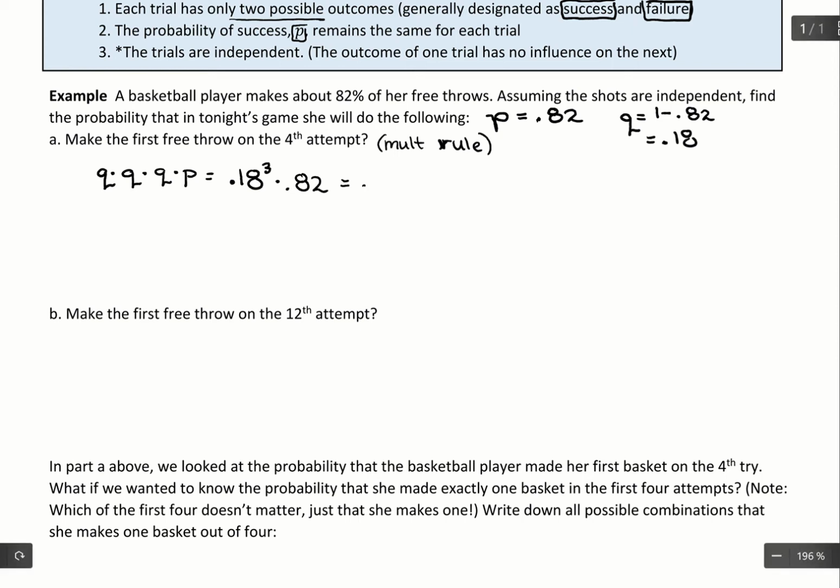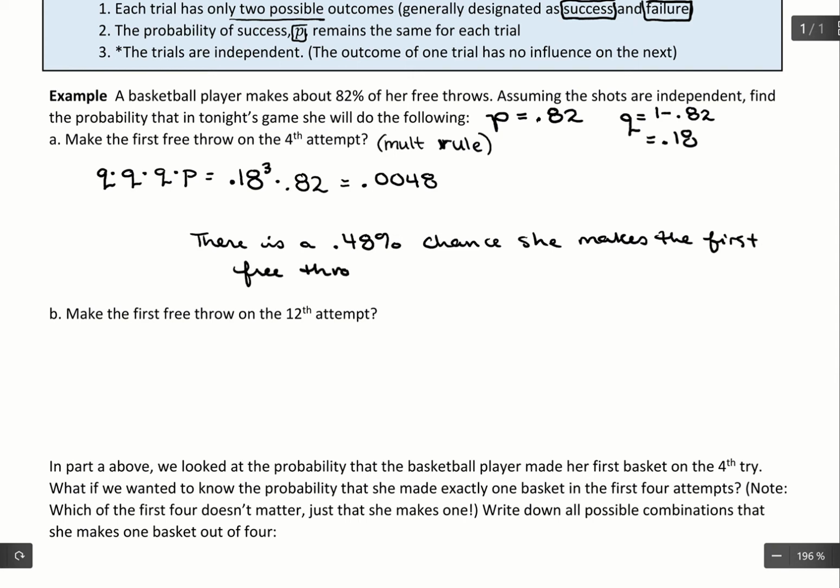And when we calculate that, that would be 0.0048. So there is a 0.48% chance she makes the first free throw on the 4th attempt.